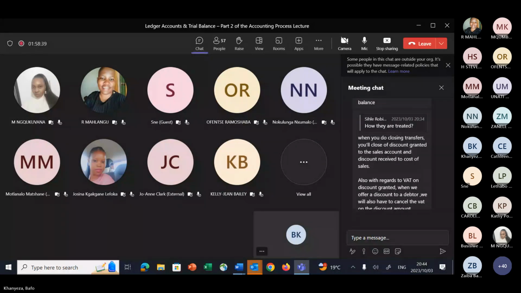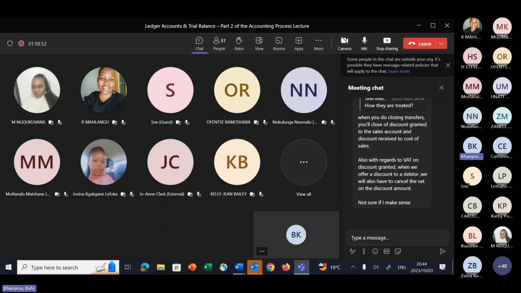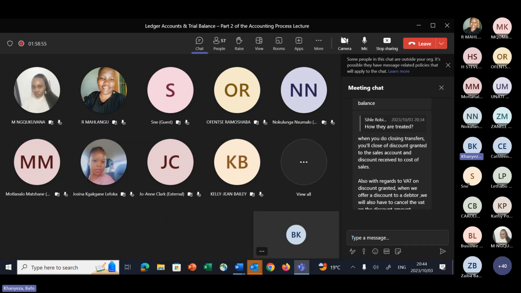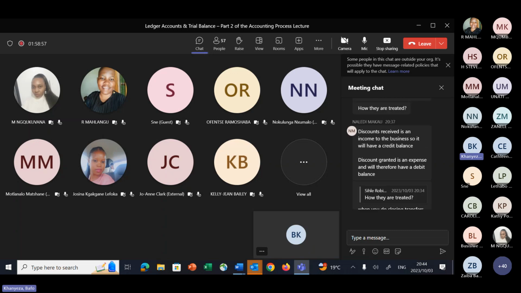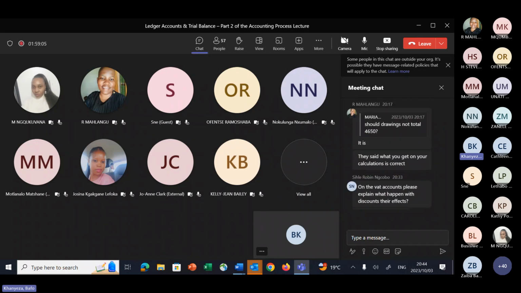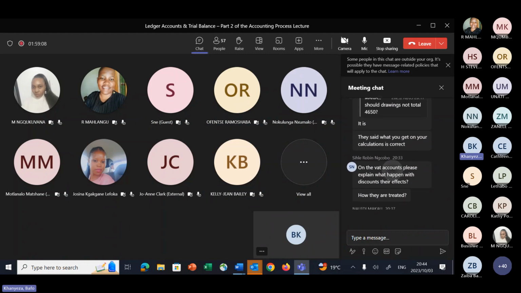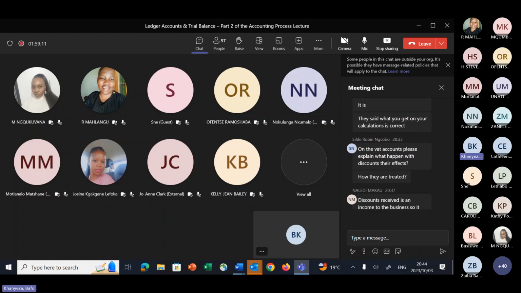When you do closing transfers of discount granted to the sales account and discount cost of sales, would VAT on discount granted also have to be adjusted, or cancelled? Maybe how they are treated. Oh yeah, this one is explaining to someone. Discount received will have a credit balance. Discount is an expense, therefore. It's good you are explaining to each other. I'll correct drawings. Please explain what happened with the discount and its effects.